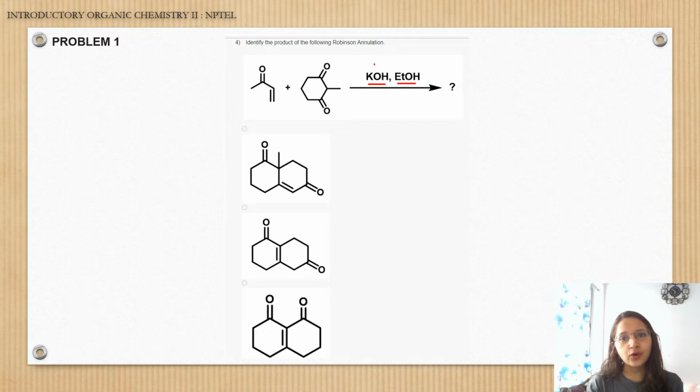So first of all, this base will abstract the acidic proton from the system. You have to look at which is the most acidic proton in these reactants. Here, as you can see, there is a hydrogen. If this base abstracts this particular hydrogen, the carbanion generated at this carbon will be much more stabilized by conjugation. How is it stabilized? The carbanion generated at this particular carbon.